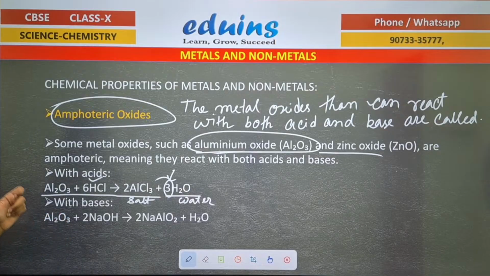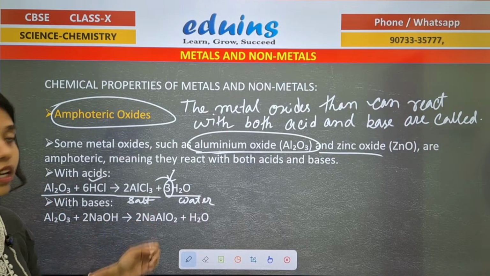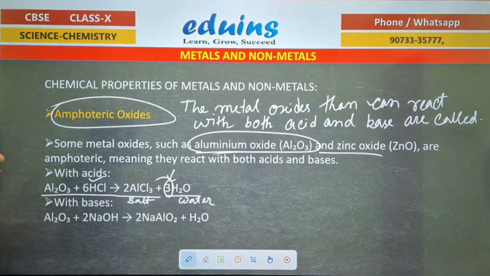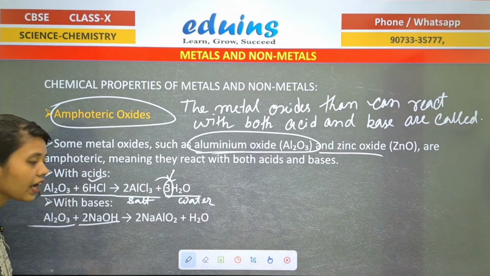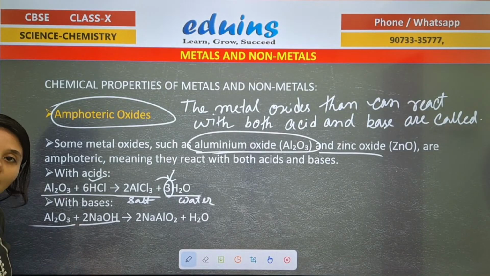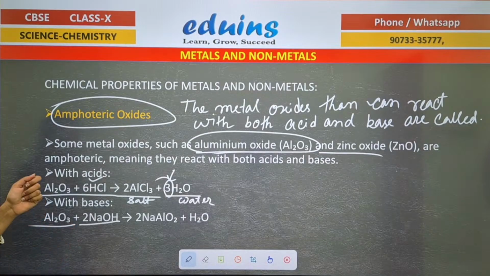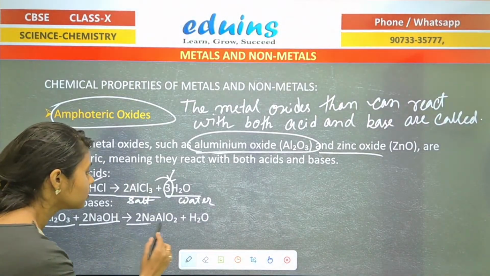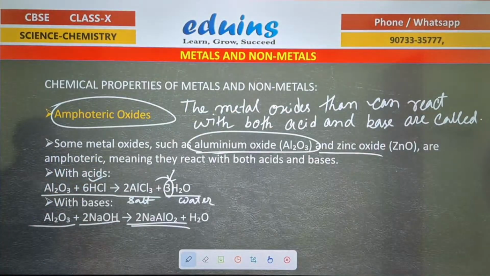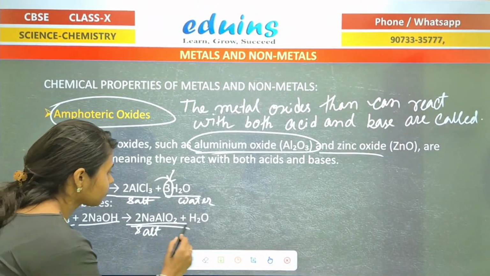Now we have to go through the reaction with the bases. What will happen when it reacts with bases? Taking the example aluminium oxide and the base sodium hydroxide, when the aluminium oxide reacts with sodium hydroxide, we also get salt and water. This is the salt, 2NaAlO2, with the water.